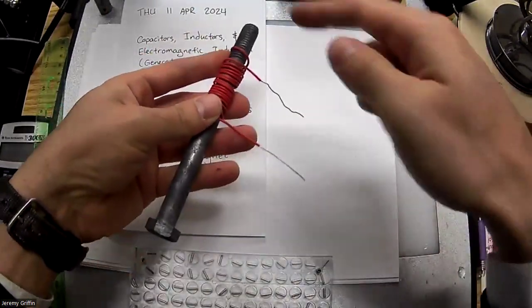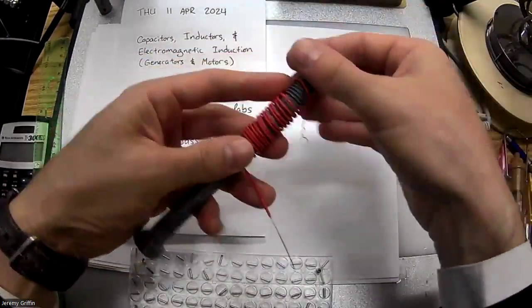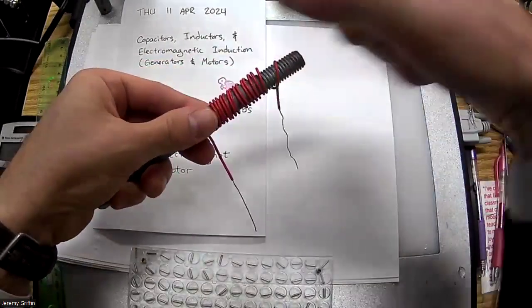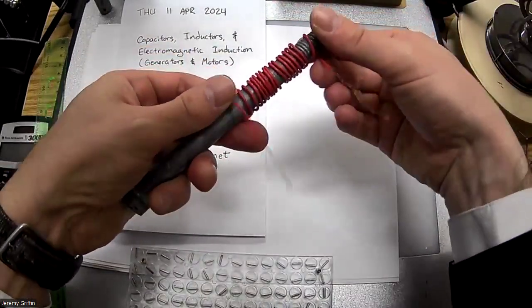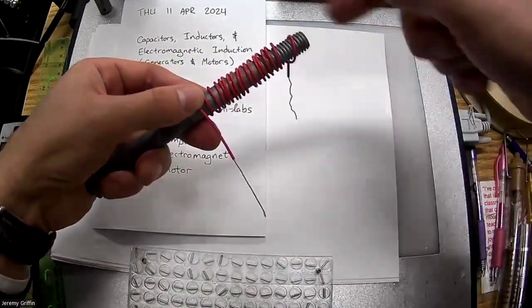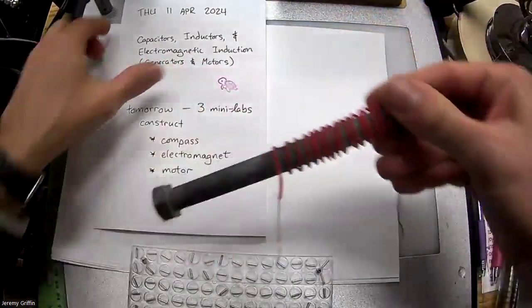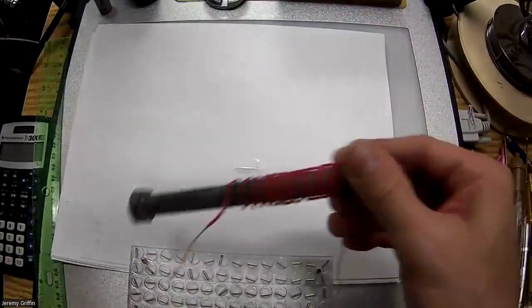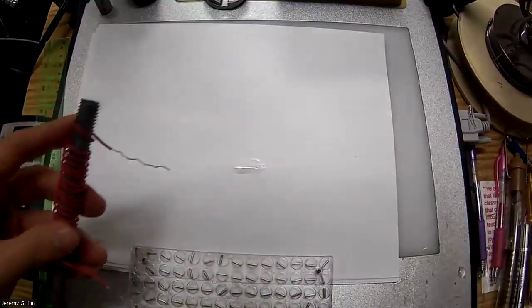Okay. I'm going to have this bolt with a wire wrapped around it. This might be called an inductor, all that wire wrapped around. Notice it's insulated, so it can't short out. Whatever current I get flowing through this wire is going to be forced around that loop.